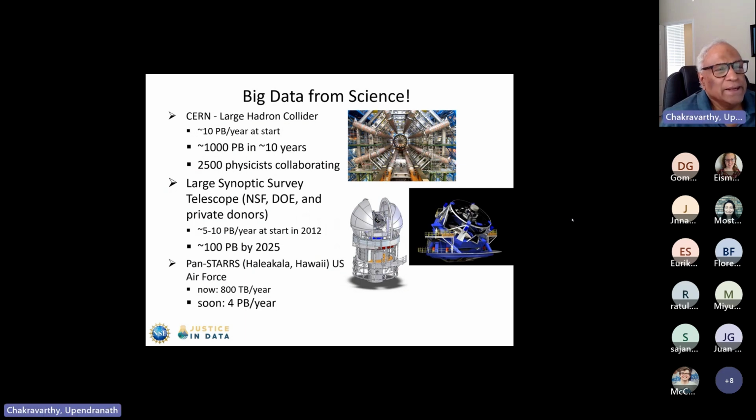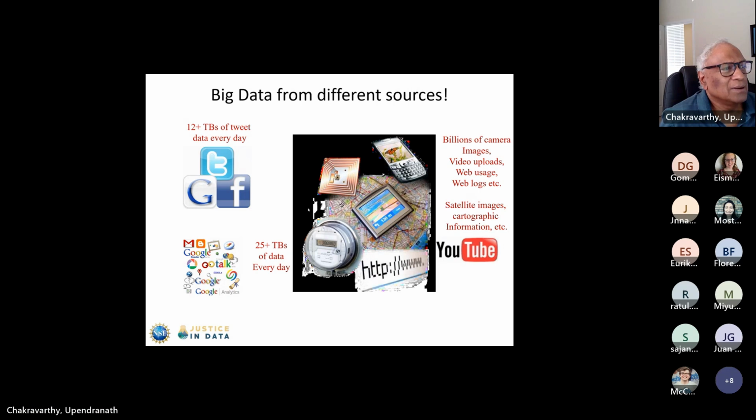So where does big data come from? We earlier gave examples: the Hadron Collider and the various telescopes that we send out generate tons of data. We have 12 plus terabytes of tweet data every day, 25 plus terabytes of data every day from other sources, billions of camera images, satellite images, probably.